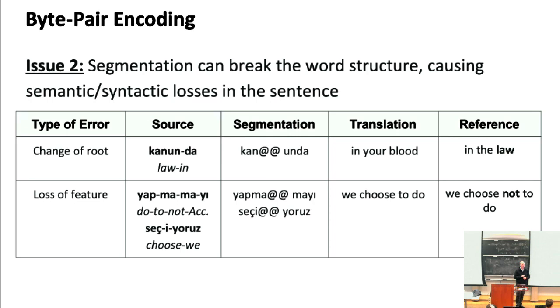So in the first one, the root low is broken and is converted into blood, okay? So that MT makes mistakes at that point. Instead of translating in the low, that word in some context, it translates your blood. And the reason is exactly because BPE basically merged two subwords which shouldn't have been merged, okay? Because they correspond to completely different roots. And probably blood is much more frequent, so one meaning prevails over the other.